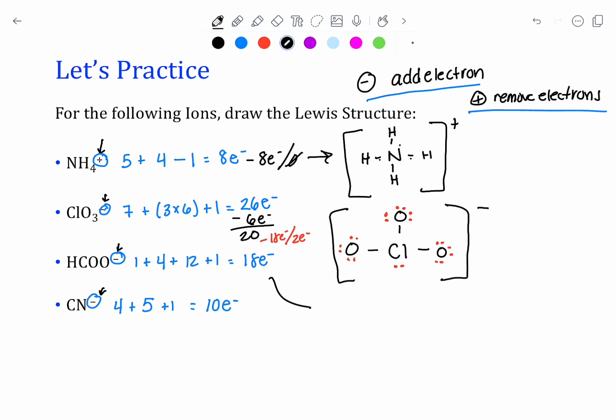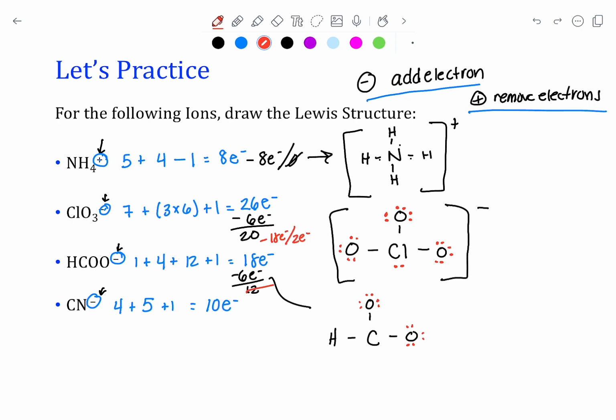HCOO-. Here, hydrogen cannot be central. Carbon is going to be central, so it's the one that comes after the hydrogen. That's going to be surrounded by an oxygen, and a hydrogen. So I've used up 6 electrons to do that. I have 12 left. Okay, I'm going to place my extra electrons as lone pairs. I put them on the oxygens because the oxygens needed octets. My hydrogen did not, it had a duet already.